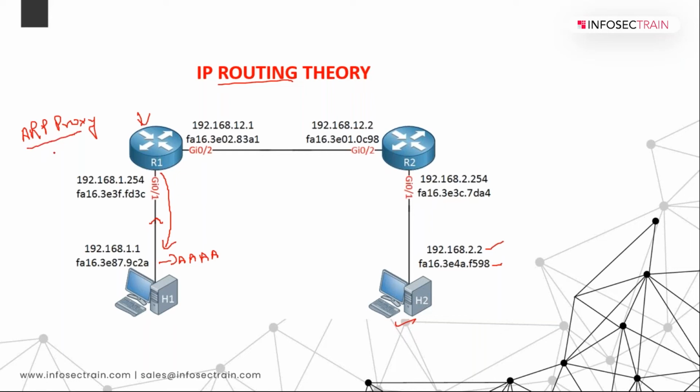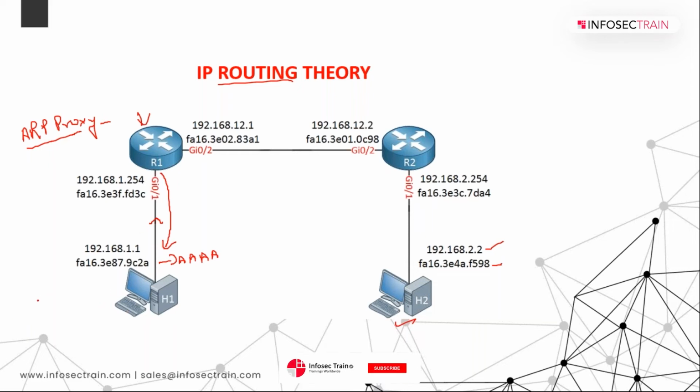Right? So what is proxy ARP? This is a default protocol in routers. When they do not have that IP address or MAC address, or they do not have the devices in their network, they send their own MAC address in reply. So what will be happening? H1 will get the MAC address.